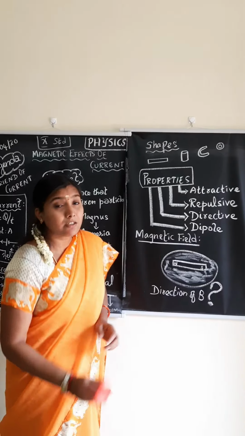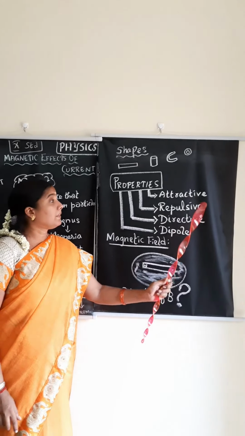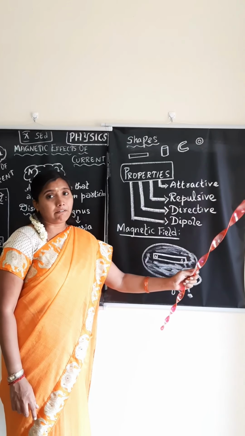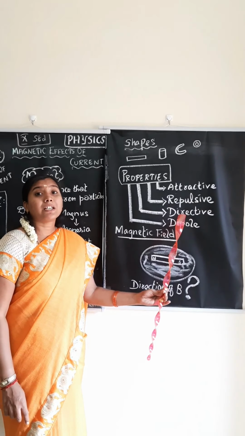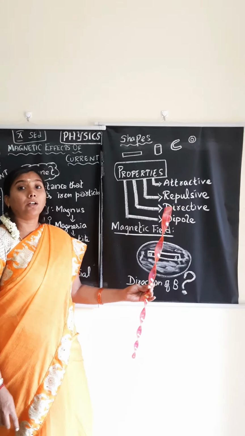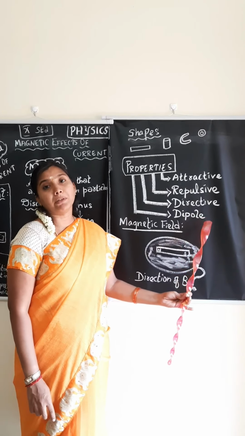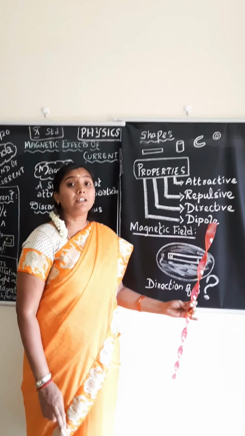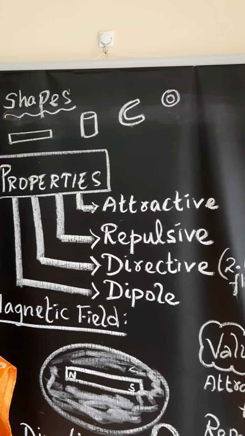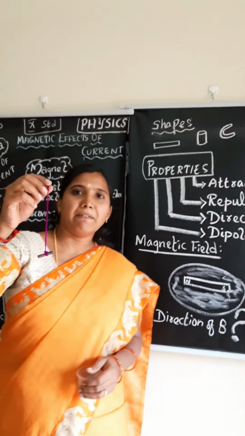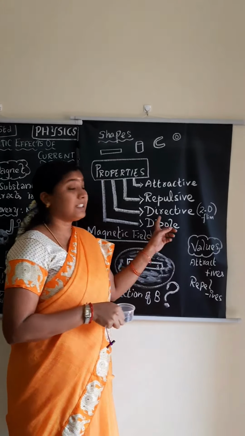So what are the basic properties of a magnet? Attractive property, repulsive property, that is unlike poles will attract, like poles will repel. Directive: when you suspend a magnet, it will align itself along north-south direction. Number 4, dipole property. If you break a magnet into many pieces, each piece will have two poles in it. When you suspend a magnet, it aligns itself in north-south direction. So that is what is called as a directive property.